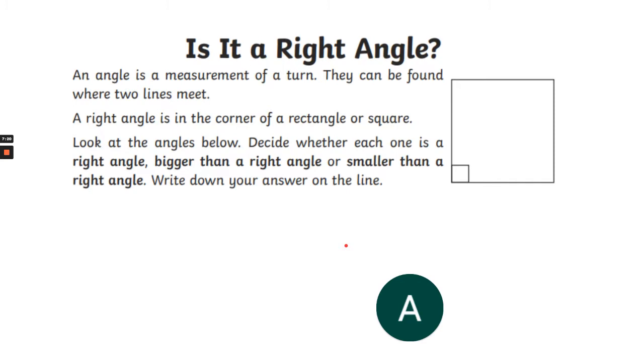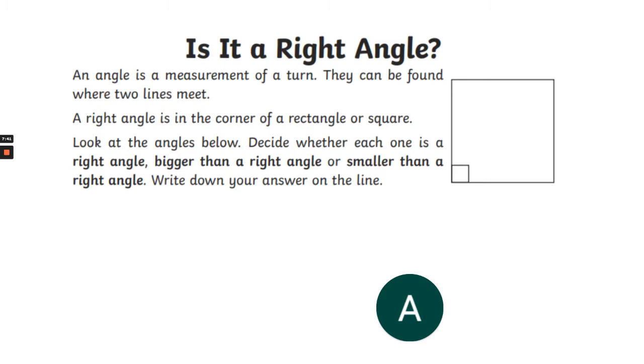So we're going to move our learning on now. We're going to look at whether or not an angle is a right angle. So just to recap, an angle is a measurement of turn, and they can be found where two lines meet. So a right angle is in the corner, or vertex, of a rectangle or square.